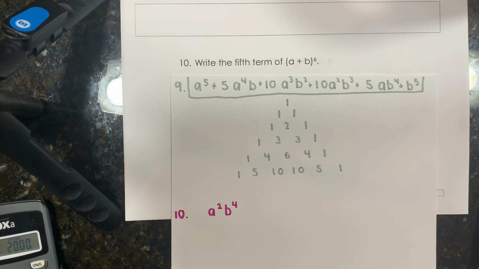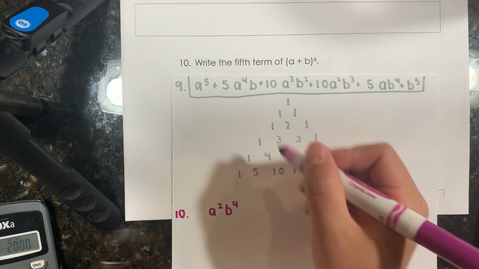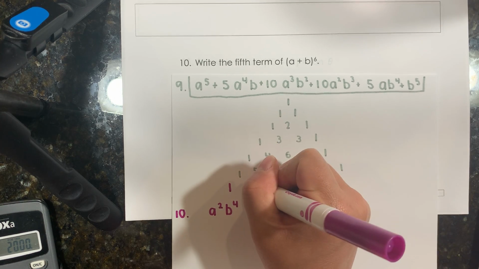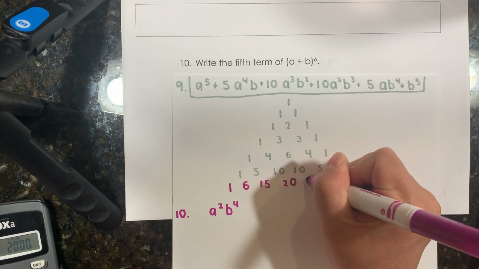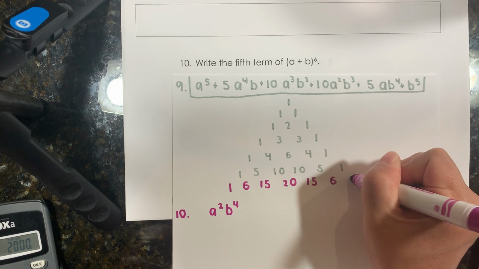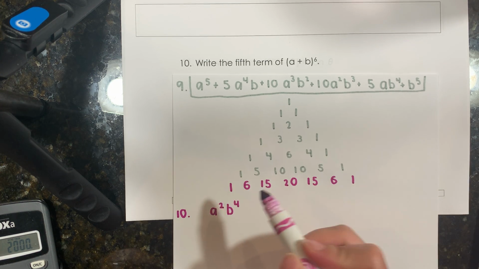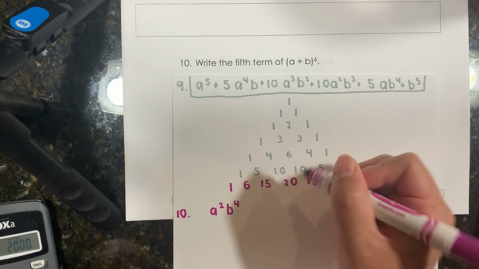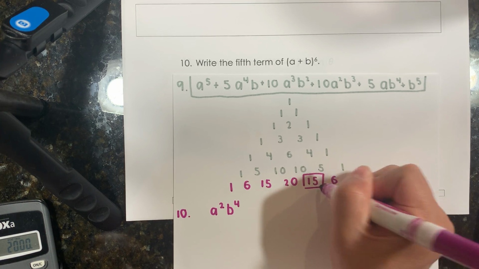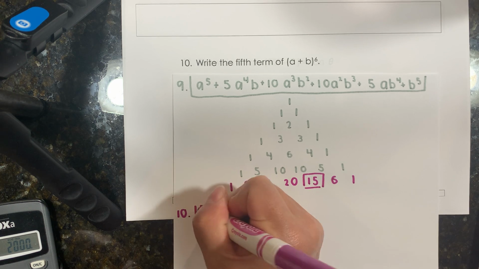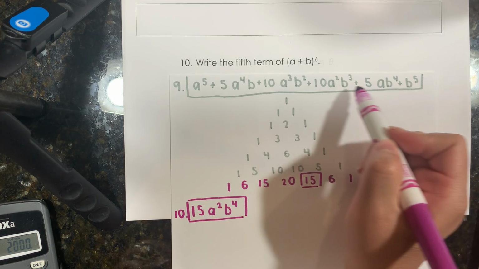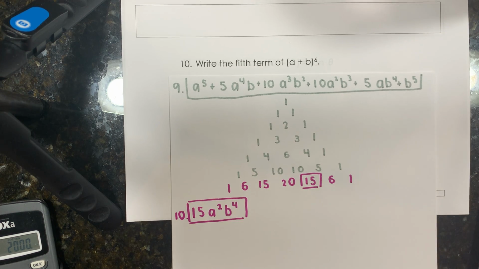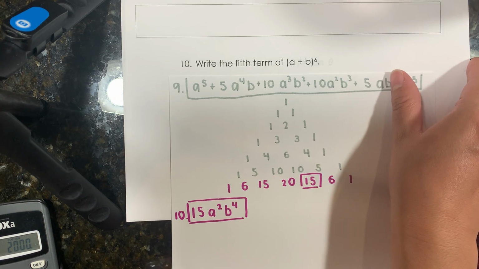Now what I have to do is find the coefficient. So I have to draw my chart for the power of 6. So this would be 1, 6, 15, 20, 15, 6, and 1. And I'm looking for the 5th term. So 1, 2, 3, 4, 5. So my answer would be 15 A to the second B to the 4th. And if you wanted to write it all out like this, you could, and then just circle the 5th term. That also works. It's just a little bit of extra work that you don't necessarily need to do.